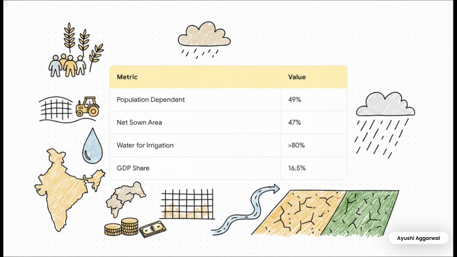Let's speedrun it. Population dependent, 49%. Net sown area, 47% of total land. Water used for irrigation, over 80%, yet somehow half our sown area is still rain-fed. And finally, that GDP share, just 16.5%. Seriously, if you know this table by heart, your basics are completely sorted.